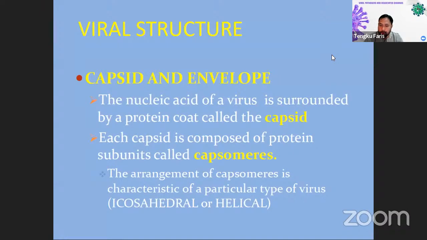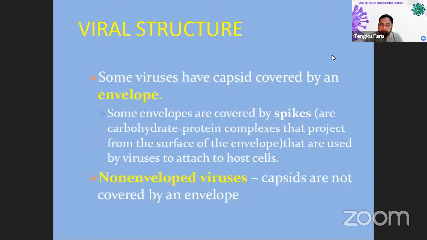So you have to know this arrangement or orientation, and also the morphology based on the symmetry. Some viruses have a capsid covered by an envelope. Some envelopes are covered by spikes, like the SARS-CoV-2 that caused COVID. They have the spike proteins.